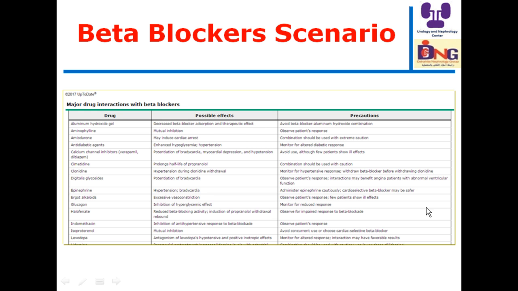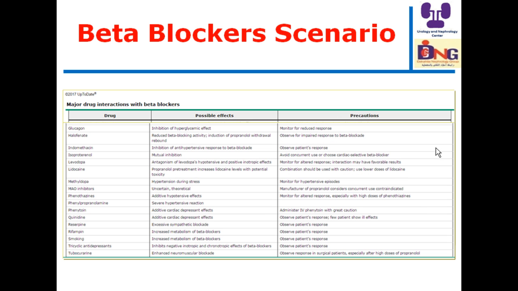Again, from UpToDate, you can find the drug interactions with beta blockers. So here, aluminum hydroxide gel, avoid the beta blocker and aluminum hydroxide gel combination. Aminophylline, mutual inhibition, so they inhibit each other. So you can look at every drug and its possible effects with beta blockers and the precautions. This is a very exhaustive list to be kept in mind when we think of beta blockers and drug interactions.